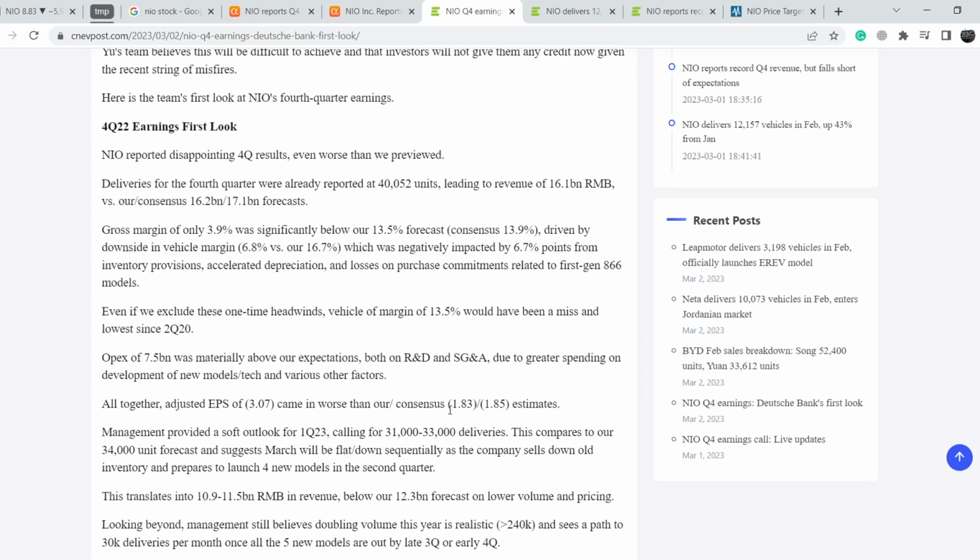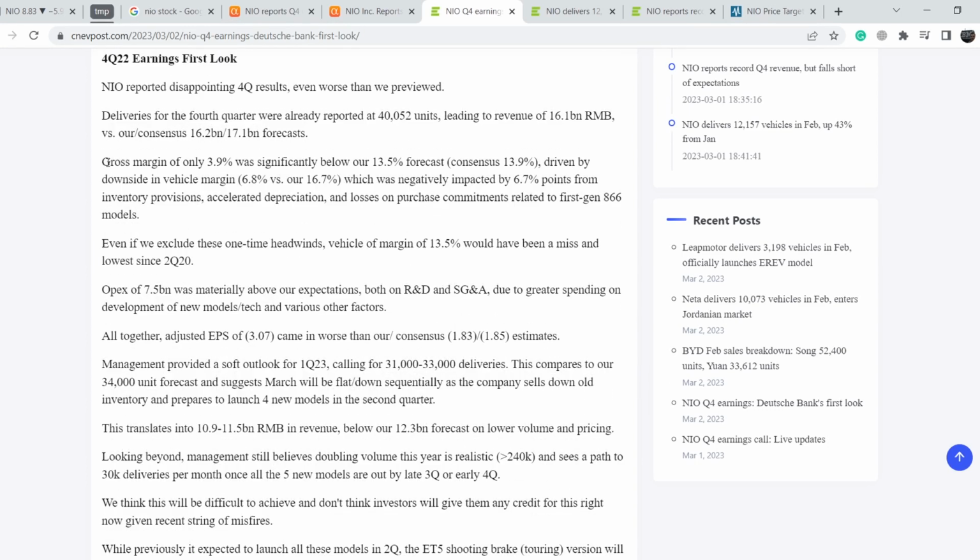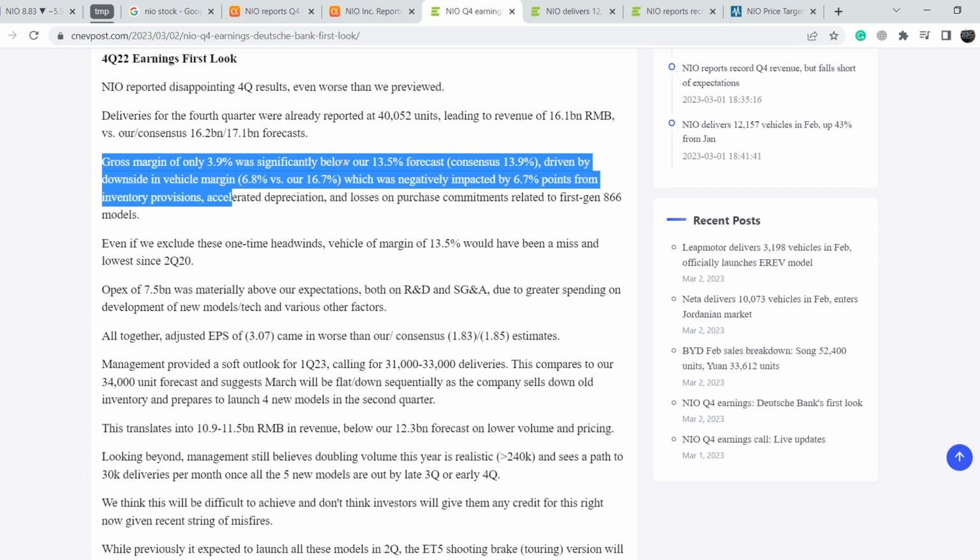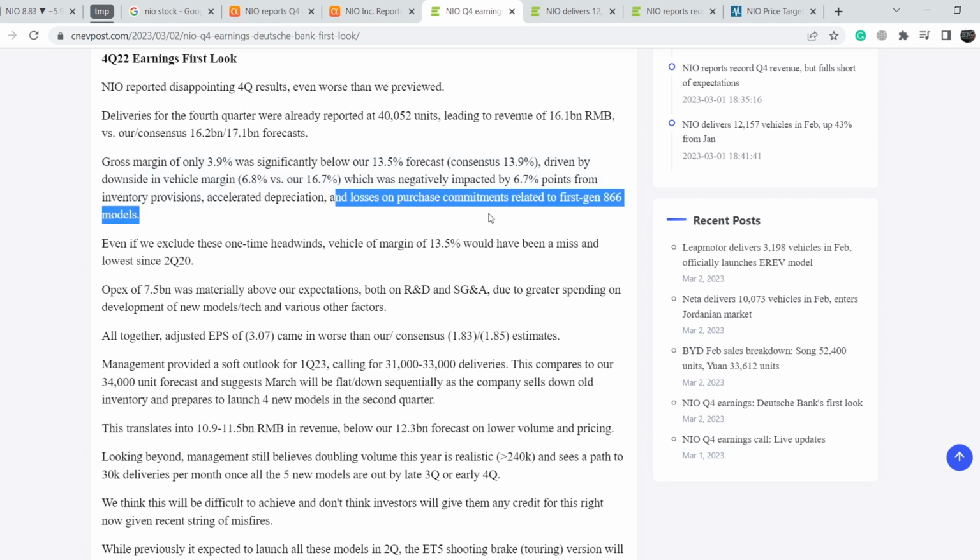And let me show you why they have quite low gross margin. So, gross margin of only 3.9% was significantly below our 13.5% forecast, consensus 13.9%, driven by downside in vehicle margin, 6.8% versus our 16.7%, which was negatively impacted by 6.7% points from inventory provisions, accelerated depreciation, and losses on purchase commitments related to first generation 866 models. So definitely they have to switch their entire lineup to the NT2 platform, and in this case their gross margin will be much higher. And when they do it, definitely it will be a pivotal point for the company.